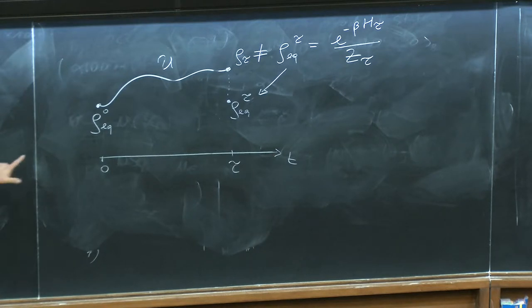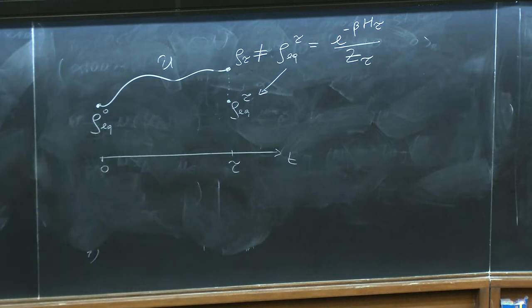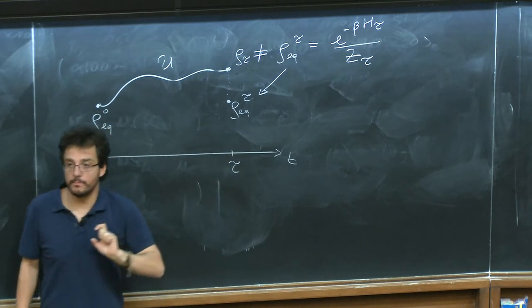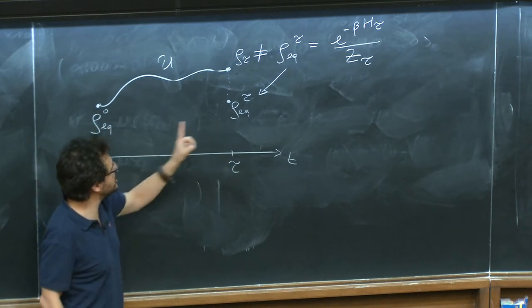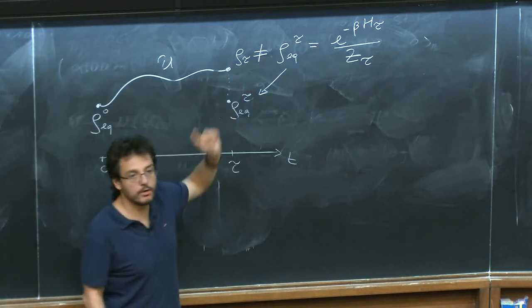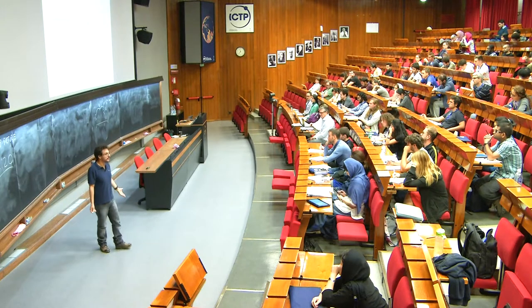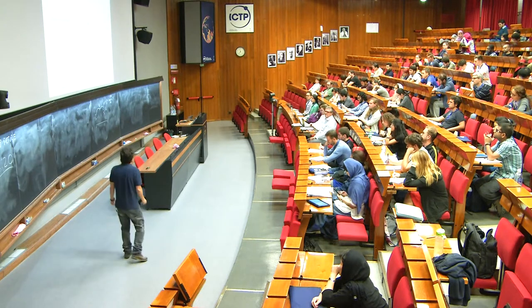The initial state, the final state, the true final state of my evolution, and the hypothetical equilibrium state of the system at time tau. The change in free energy is defined between these two. It doesn't involve rho tau, because I cannot use rho tau. Rho tau is a non-equilibrium state. It doesn't make sense to use it to calculate a free energy change.